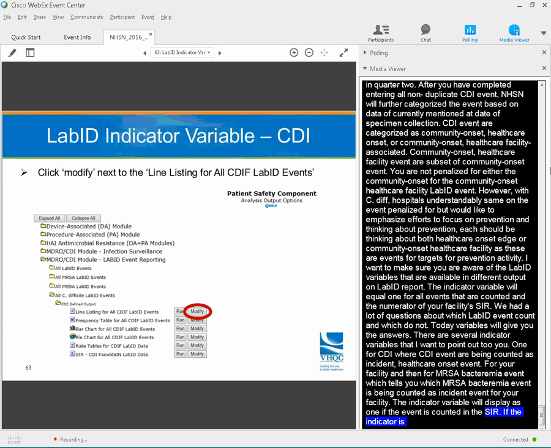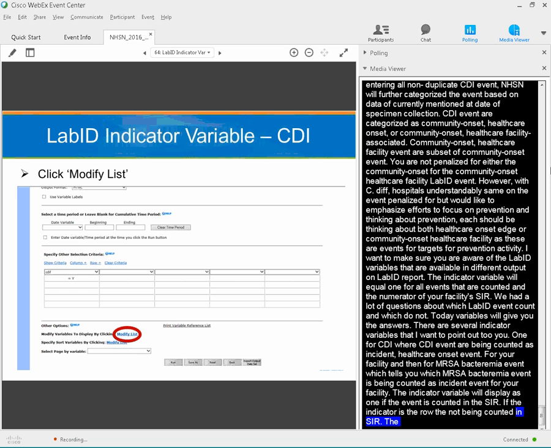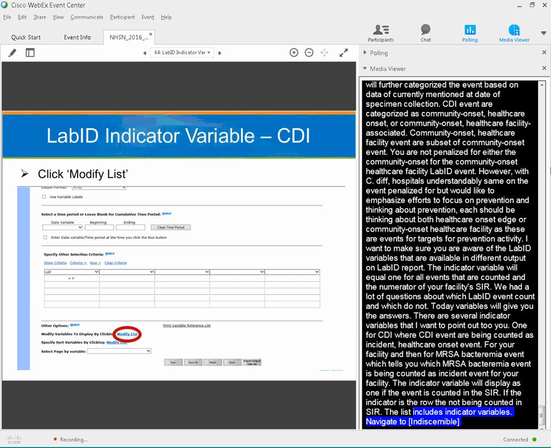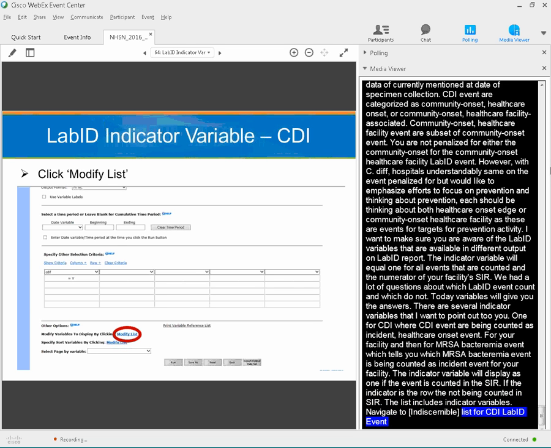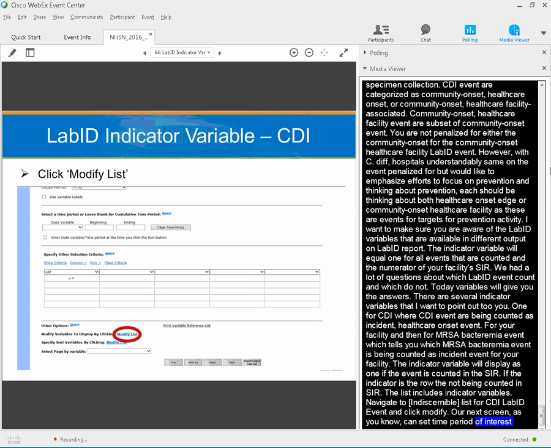To run a line list that includes indicator variables, navigate to the line list for all CDI lab ID events and click Modify. On this screen, as you know, you can set the time period of interest. Then scroll to the bottom to the Modify Variables to Display option and click the Modify list.